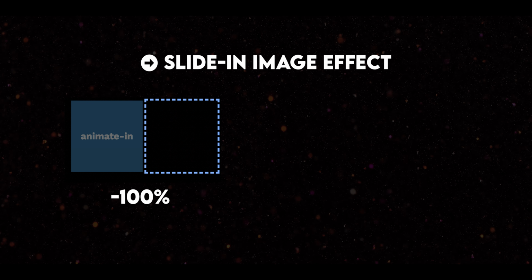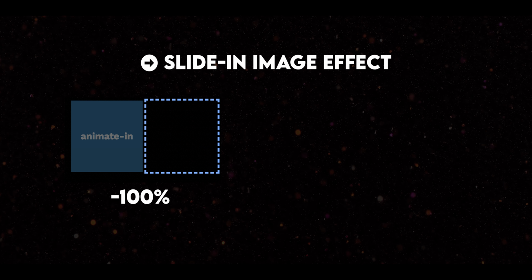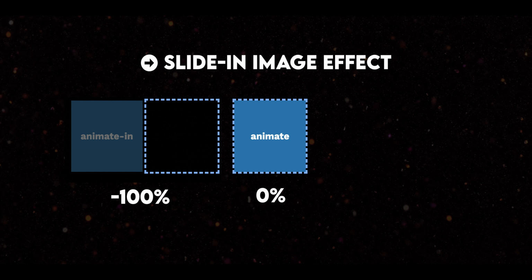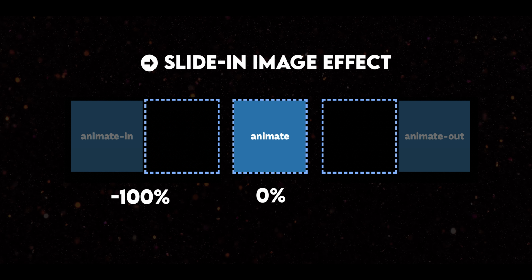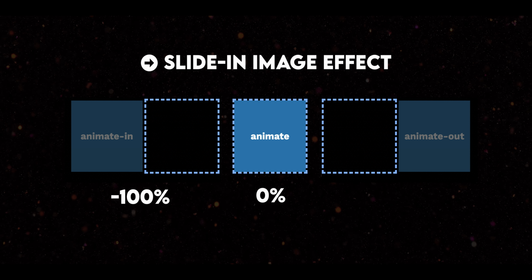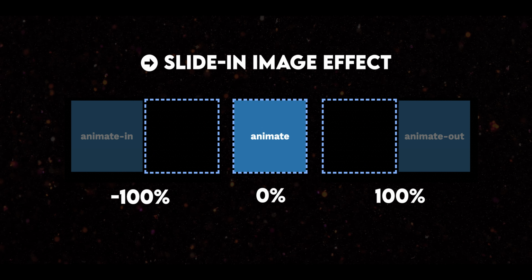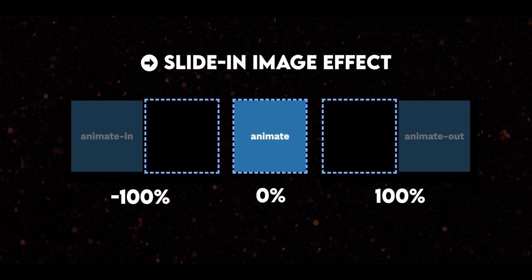Before we dive into the animation setup, here's the game plan. We start with figure at -100% on the x-axis as we've seen before. To slide it in, we'll move to 0%, bringing the card into the view. Now, when we want to slide it out, we'll shift the x-axis to 100%. That's our strategy, simple but effective.